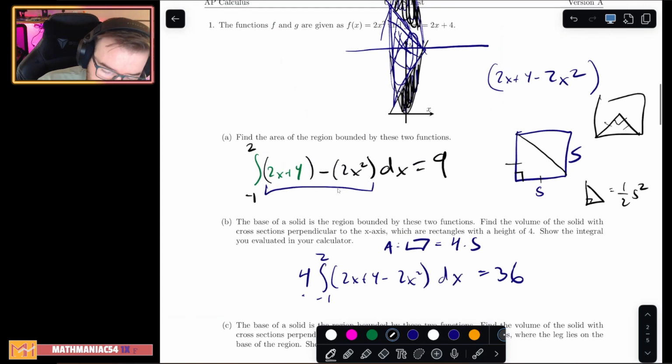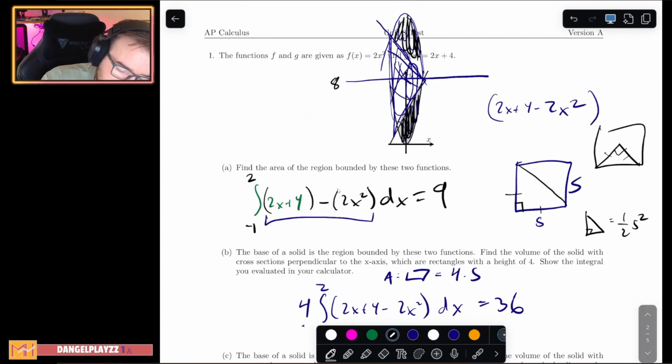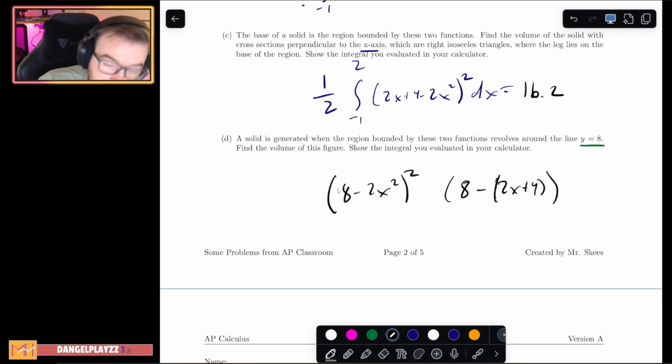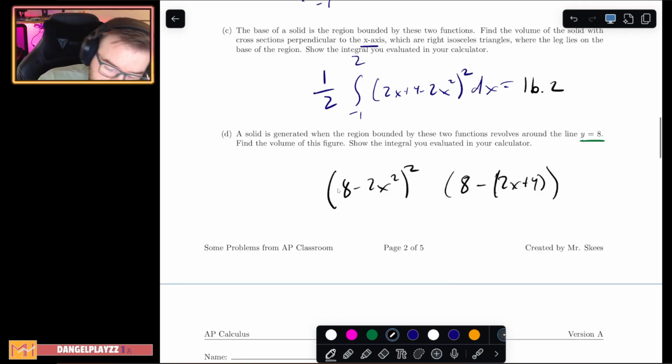That's the outer, right? 8 minus the function that's furthest away, which is the parabola. Then 8 minus the function that's closest is the inner. Now look at what I did there, right? 8 minus the function, I put it in parentheses. And so this is like that big radius. This is that little radius.